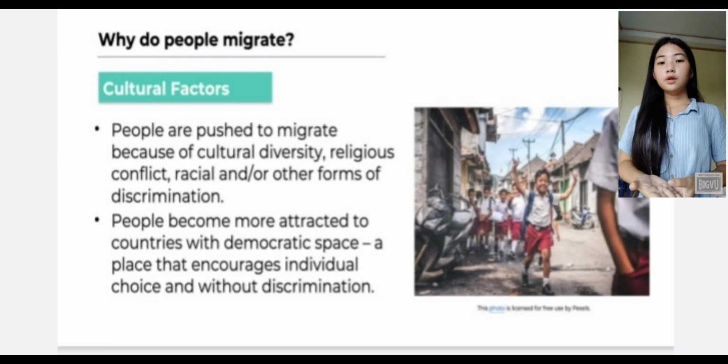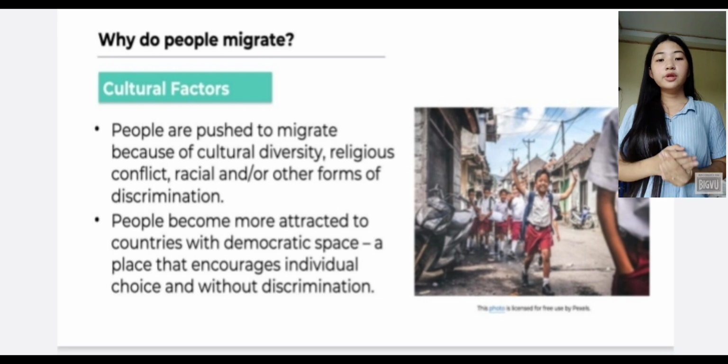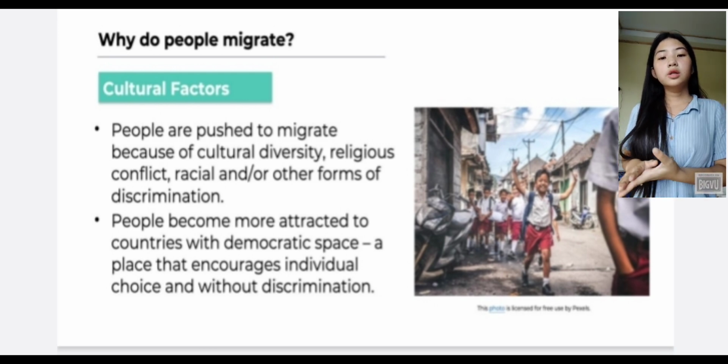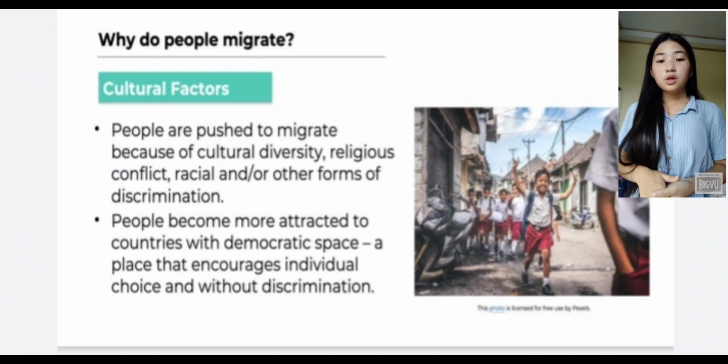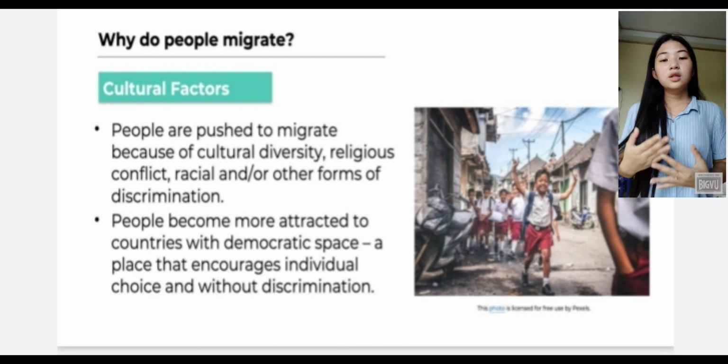Cultural factors, people are pushed to migrate because of cultural diversity, religious conflict, racial and or other forms of discrimination. So cultural factors means people are pushed to migrate because their culture or beliefs are disrespected. So they migrate to a place without discrimination that respects different beliefs, because we already know we have our own beliefs that are good, so we should respect that.